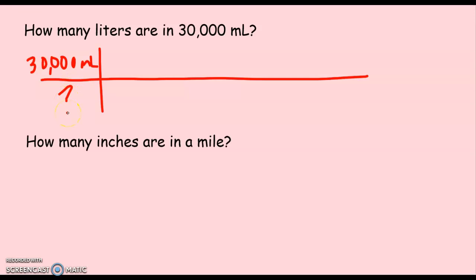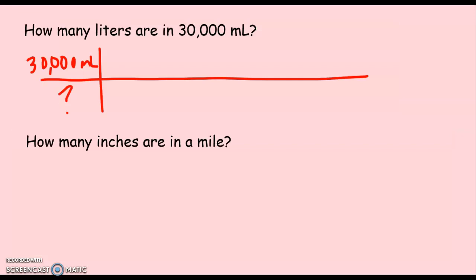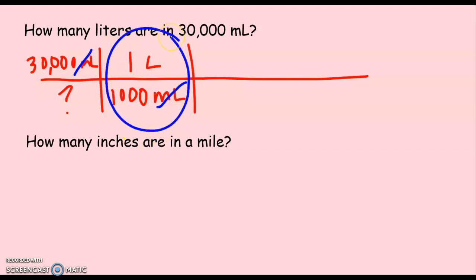In order to do these train tracks, I need to look back at my page and remember that there is 1 liter for every 1,000 milliliters. I want to be able to cancel. So just like fractions, I'm going to put 1,000 milliliters on the bottom and 1 liter on the top. The reason I do that is because my milliliters are going to cancel out just like a fraction when you cross reduce. Okay, these two right here are equivalent.